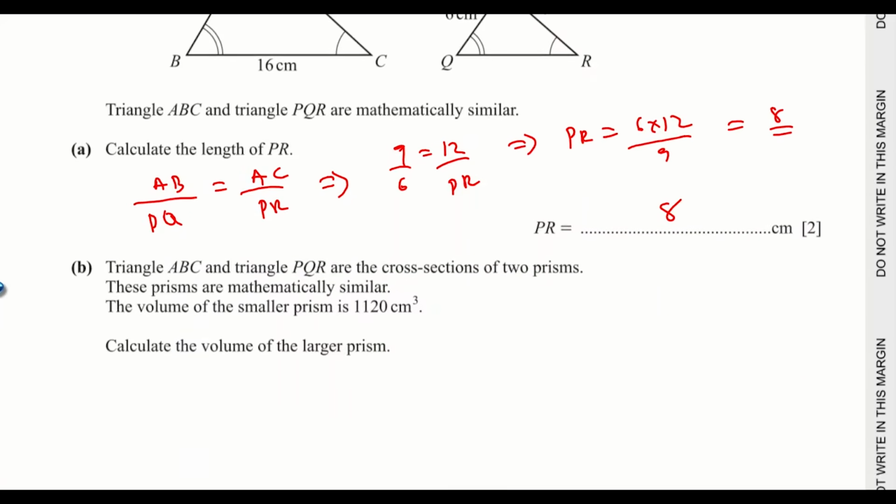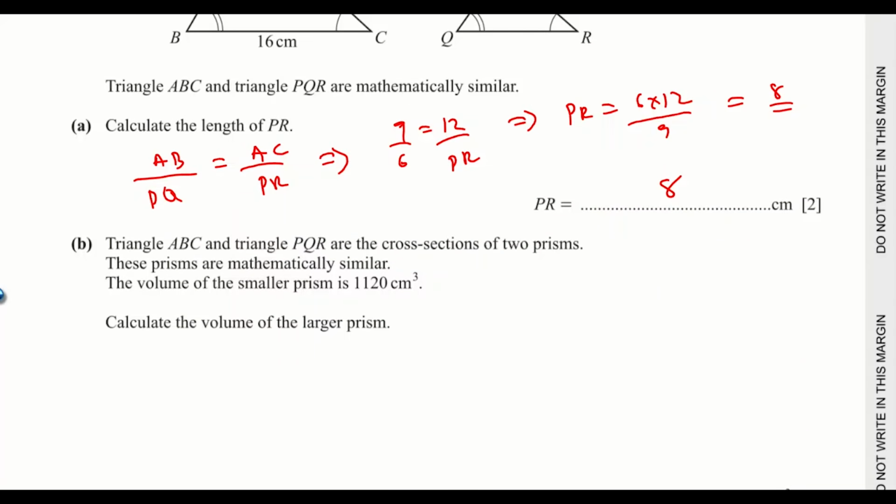So part B, triangle ABC and triangle PQR are the cross sections of two prisms. These prisms are mathematically similar. The volume of the smaller prism is 1120 cubic centimeters. Calculate the volume of the larger prism.